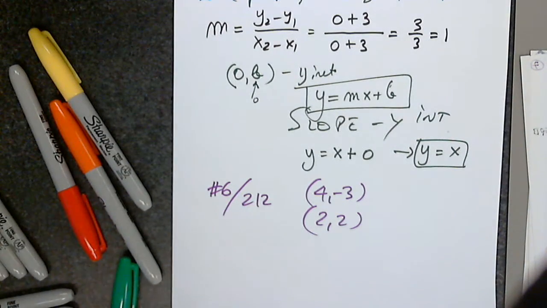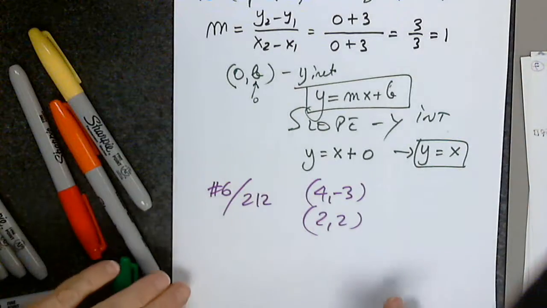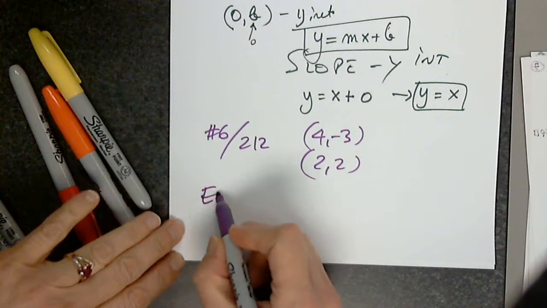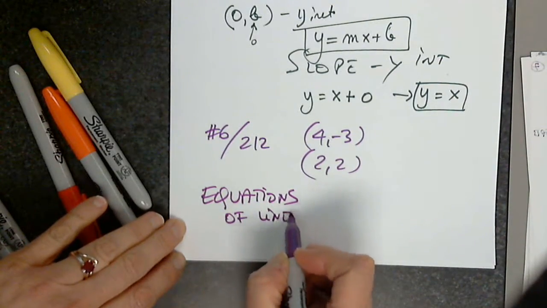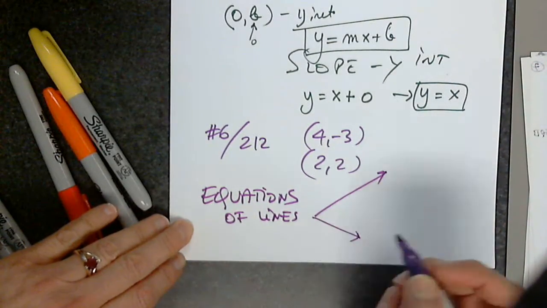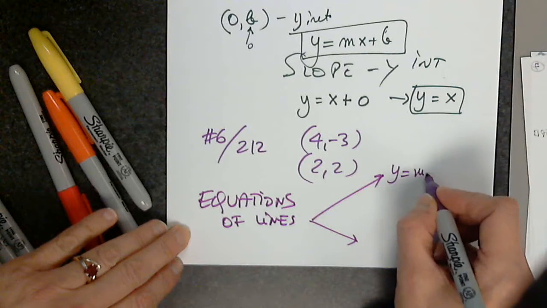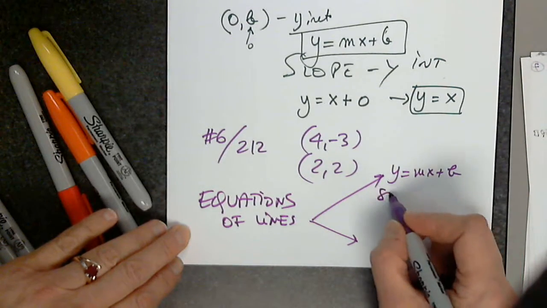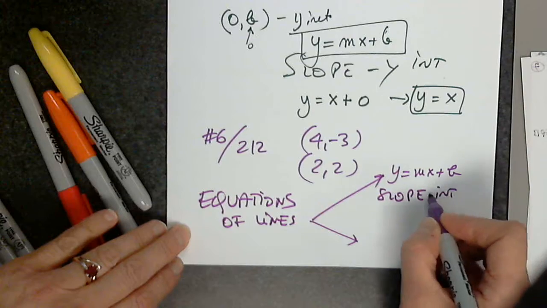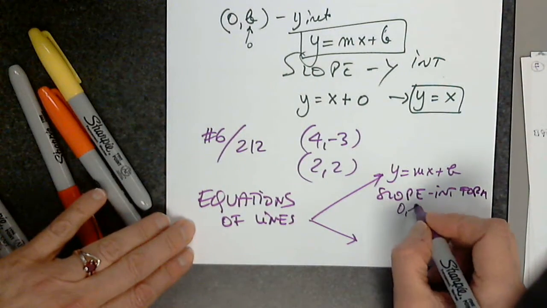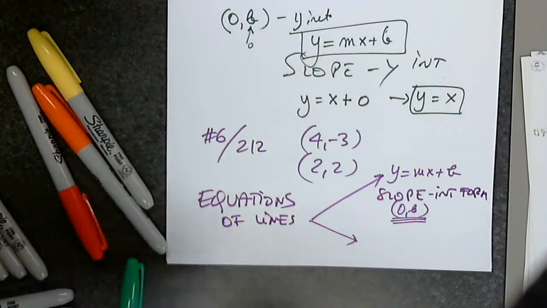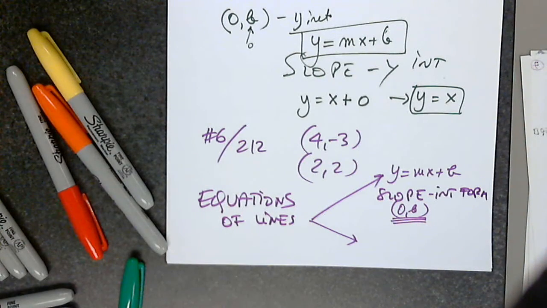There are only 2 equations of the lines. So let me write them here. Equations of lines. There are only 2. One of them that we just discussed, y equals mx plus b, which is slope-intercept form. Only if I have 0 comma b. Otherwise, I will never bother with this equation. If none of the given points is 0 comma b, I can forget about it.